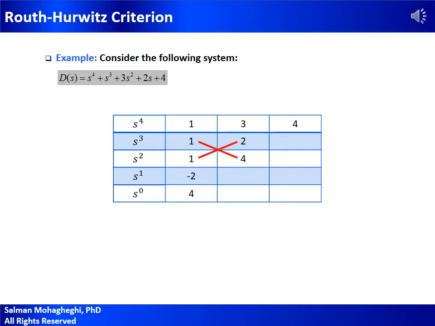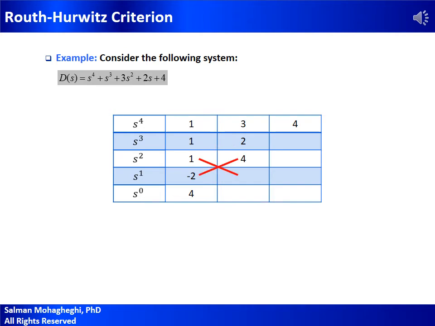So I would have to go to the fourth row. In the fourth row, I would use the entries in the second and third rows. So the first entry in the fourth row, let's call it C1, would be 1 times 2 minus 1 times 4 divided by 1, which is negative 2. And that would be the only entry that I have in this row, because the next column would basically have 2 empty cells, so I'm not going to be able to use it.